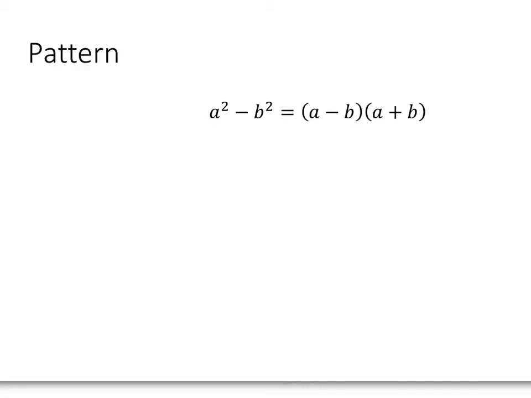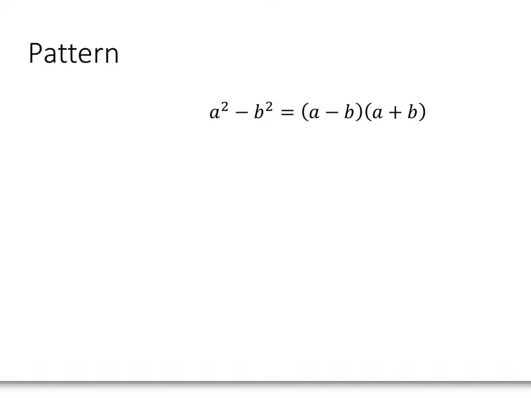Any polynomial falling into the difference of squares pattern will look like a squared minus b squared. The factored form will then be a minus b times a plus b.